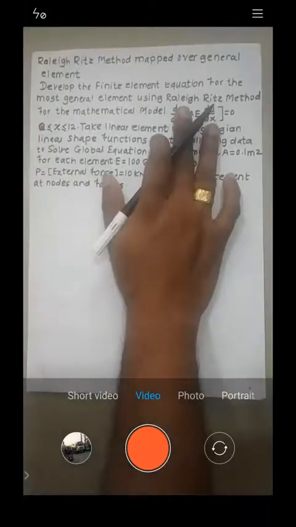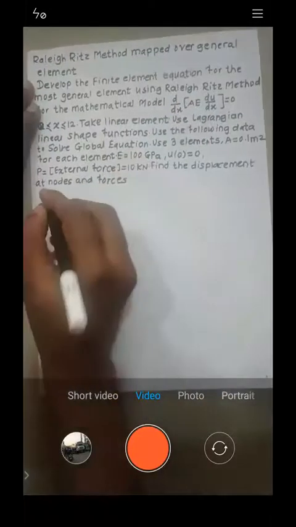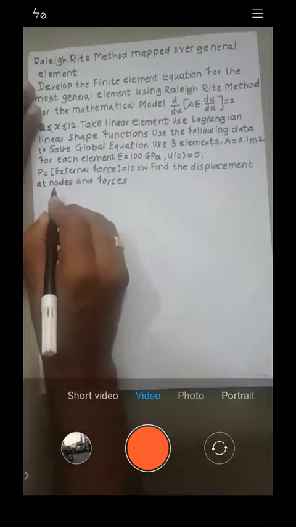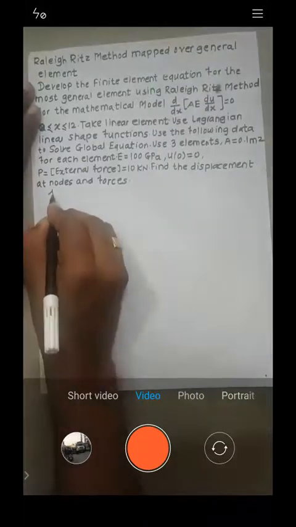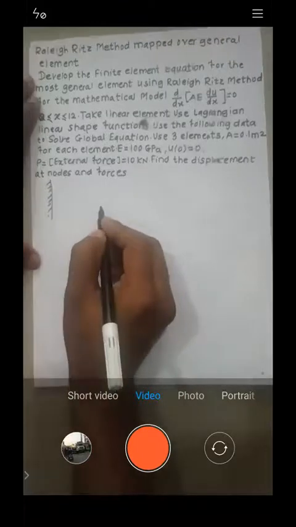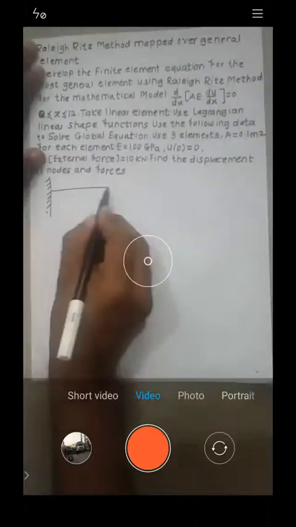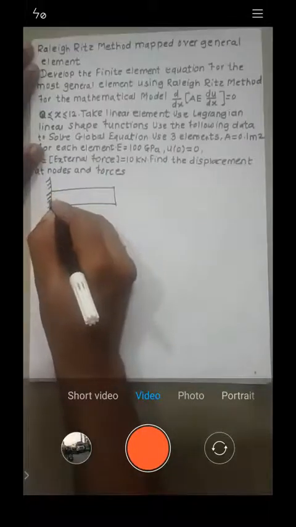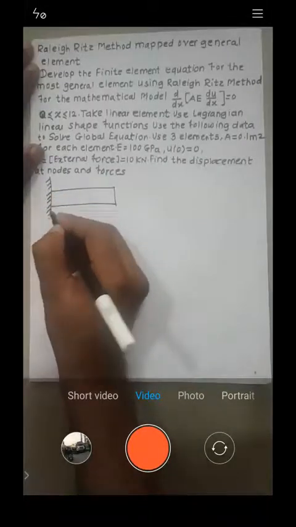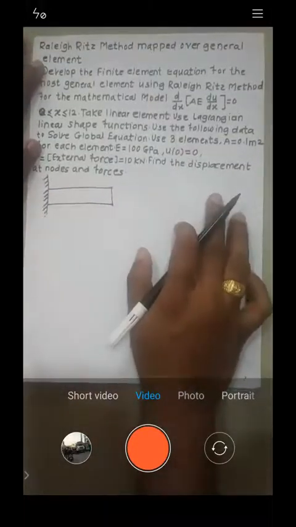They have given one diagram also. You might feel the problem is very lengthy. This is the diagram which is given. You have this stepped, horizontal bar, fixed at this node, so displacement at x is equal to 0 is 0. Here x is 0.